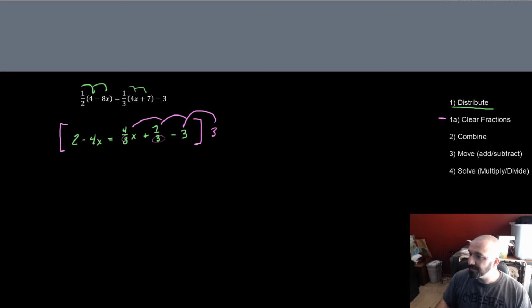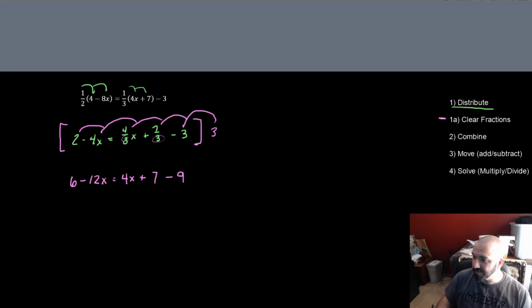So here we go. Now when I multiply the 3 through the fractions, it's going to come in on the numerator. So that's effectively going to cancel out my denominator. That's why it's going to look as easy as it does. 3 times 2 is 6. 3 times -4 is -12x. 3 divided by 3 is 1 times 4 is 4x. Plus, and then we have 3 divided by 3 is 1 times 7 is 7. And then 3 times -3 is -9.